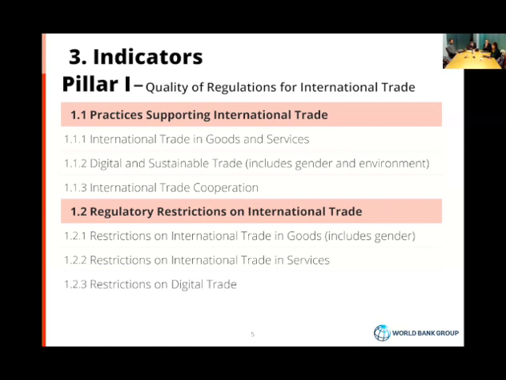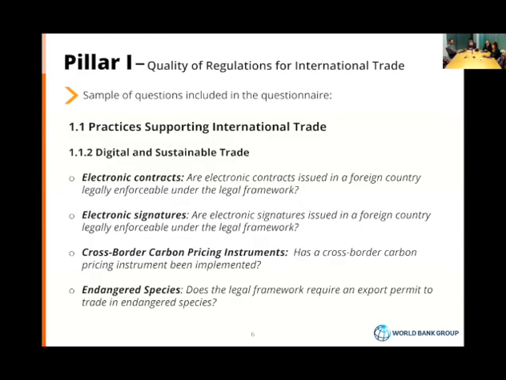However, there are also certain restrictions that can create market distortions and impede trade flows, lowering import penetration and export competitiveness for trading goods, services, and digital trade. It is therefore crucial to have regulations that strike a balance between these objectives and the restrictive requirements that they impose, which must be proportional to the first two objectives. These are some of the components that we assess in the regulatory restrictions on international trade.